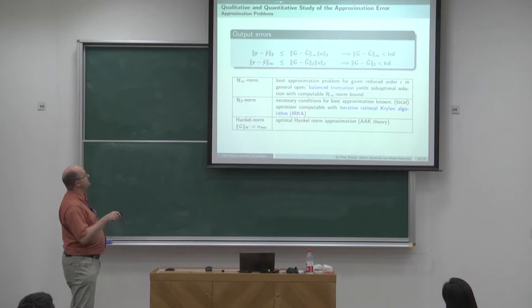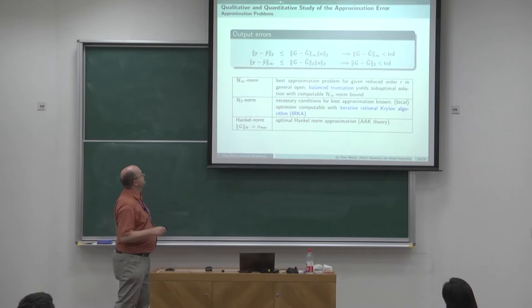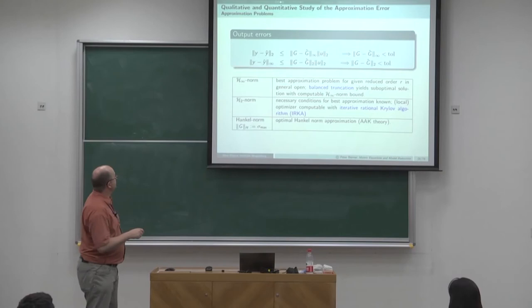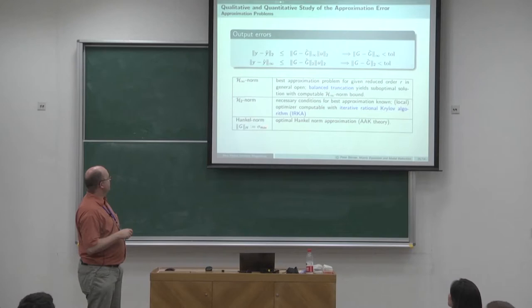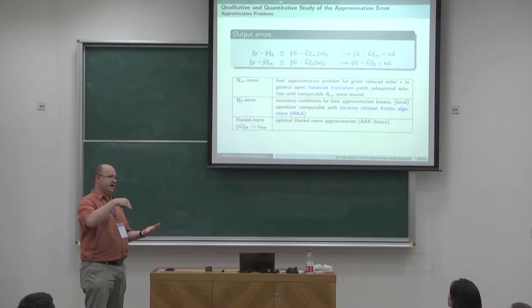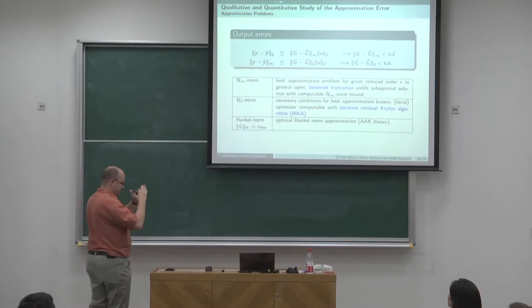And just to mention that, because you will find it quite often in the literature, there's another norm that you can define. It's the Hankel norm, which is defined just as the spectral norm of the matrix, as the maximum Hankel singular value of the system. Now that's the sigma 1 from the balanced coordinates.